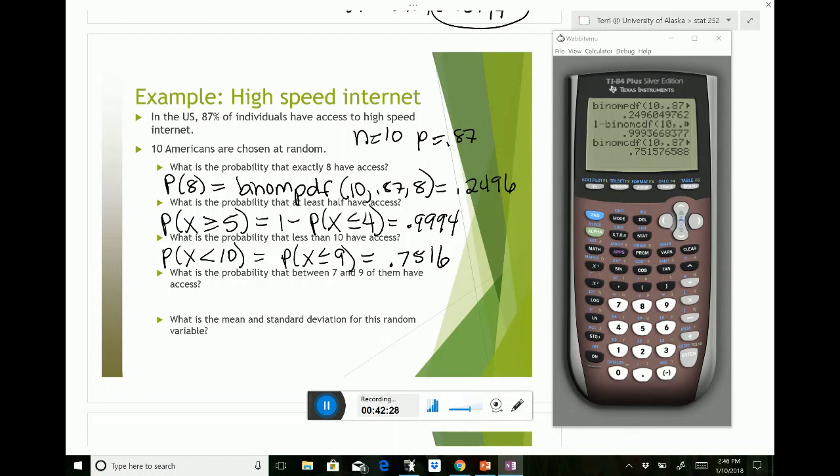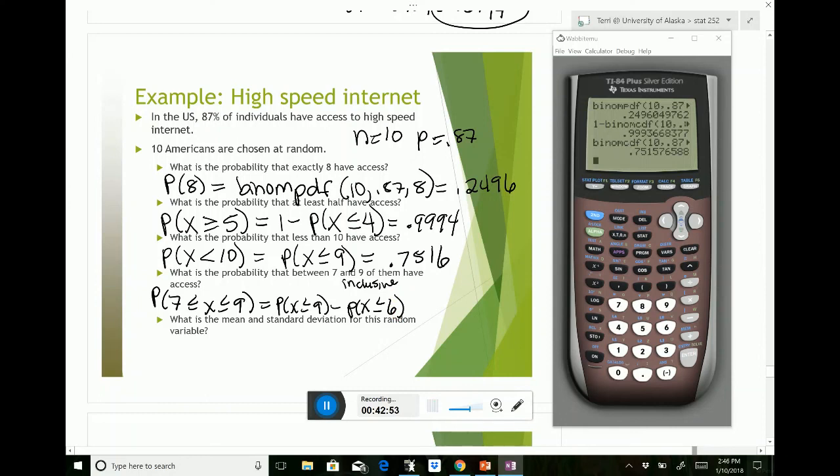So what is the probability that between 7 and 9 of them? And I didn't write the word inclusive, but it's assumed. Because if it wasn't inclusive, it would just be 8. And that'd be the first question. So this is the probability that it's less than or equal to 9 minus the probability that it's less than or equal to 6, because we don't want to take off 7.